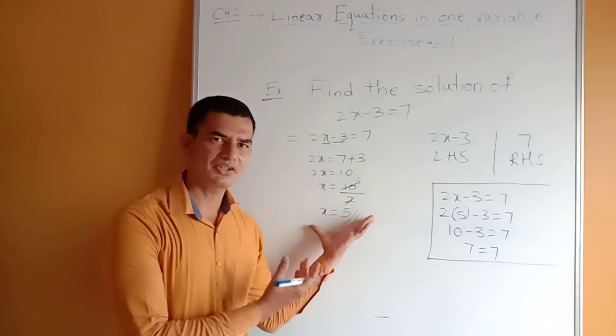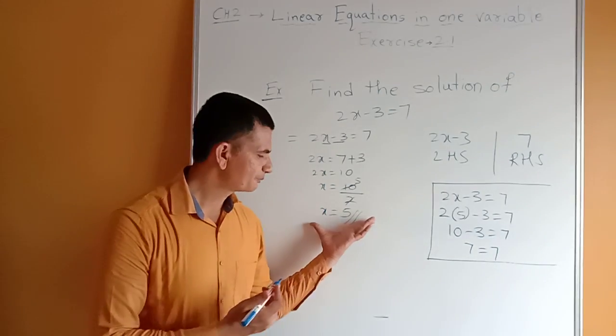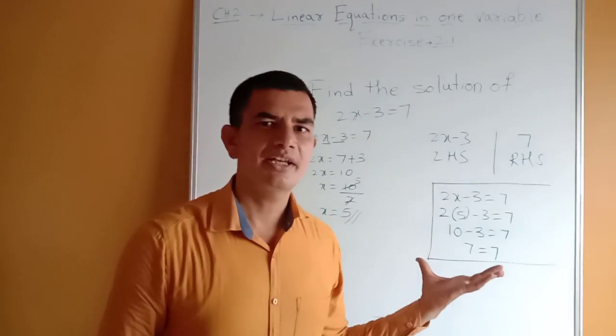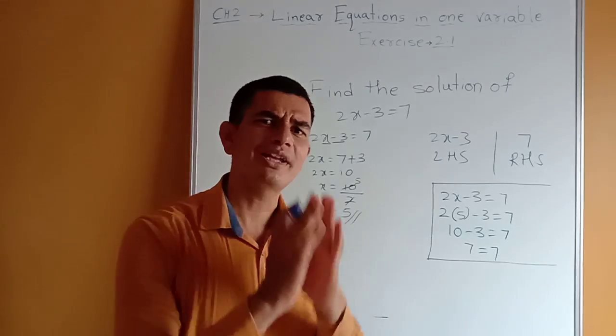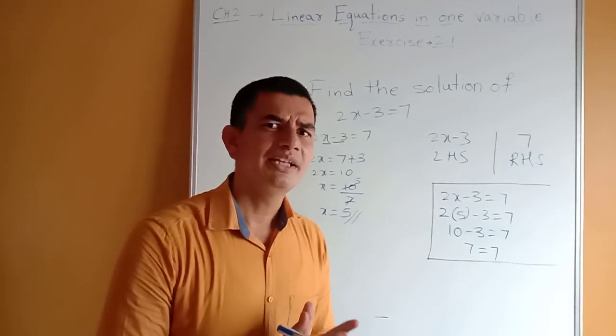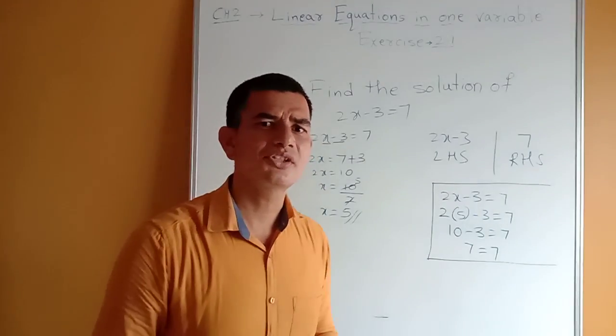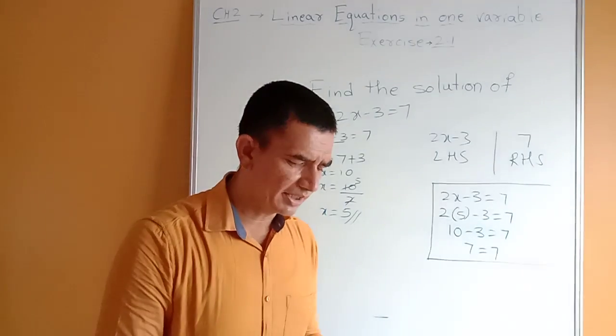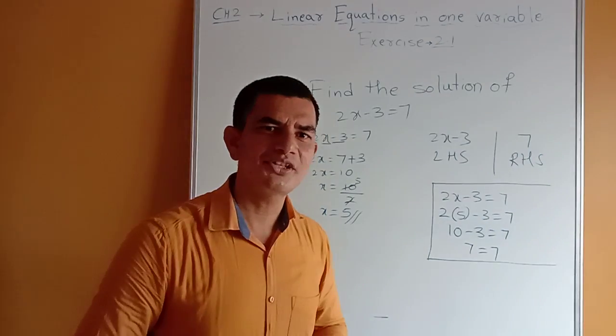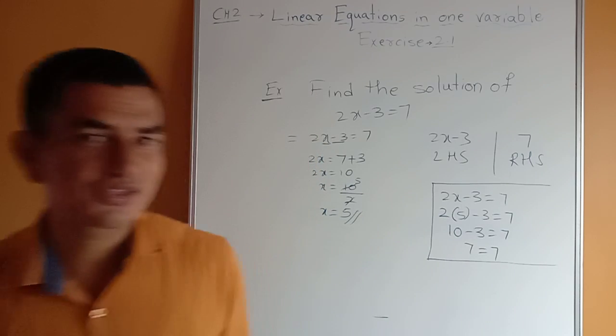Now let us start the first question in 2.1 and see that actually in 2.1 it is a very small exercise. 12 sums are there. Of those, I will solve 6 to 8 sums of all the different varieties here, and the remaining sums I will give you as homework. So let us see the first sum.